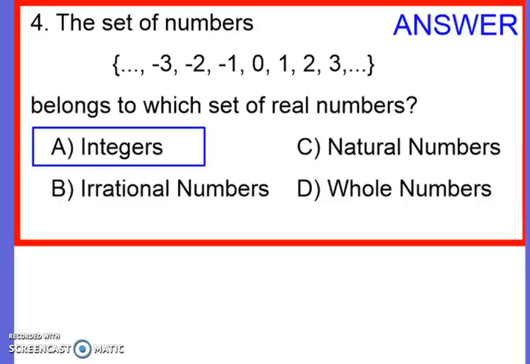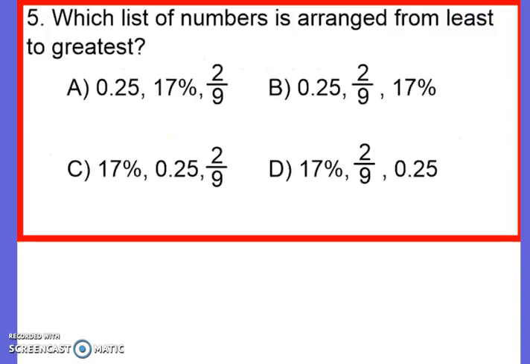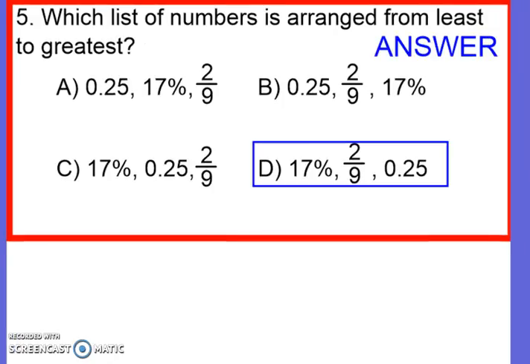The answer is A, integers. So we don't have any decimals. We have all the whole numbers and their opposite. So those are integers. Here's number 5. The answer is D. So remember, when we're going to arrange, we're going to go from least to greatest.